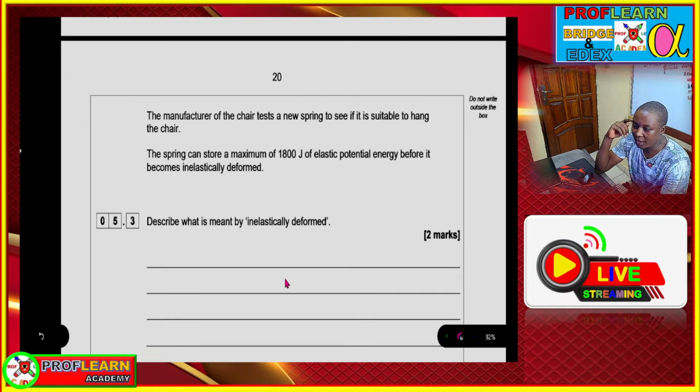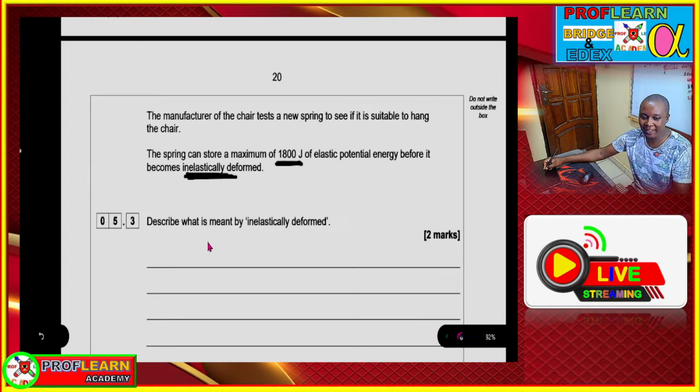So basically that's what we are supposed to do. The manufacturer of the chair tests a new spring to see if it is suitable to hang the chair. The spring can store a maximum of 1,800 joules of elastic potential energy before it becomes inelastically deformed. What does the term inelastic deformation mean?